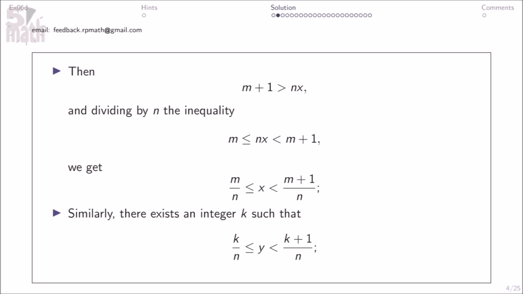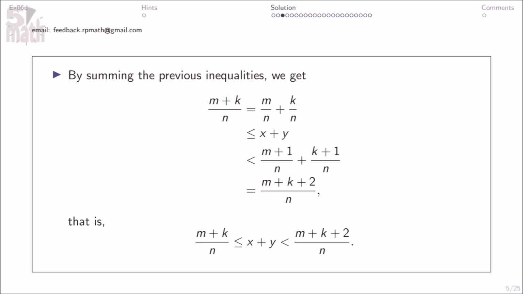Similarly, there exists an integer k such that k/n ≤ y < k + 1/n. By summing the previous inequalities, we get this. That is, (m + k)/n ≤ x + y < (m + k + 2)/n.